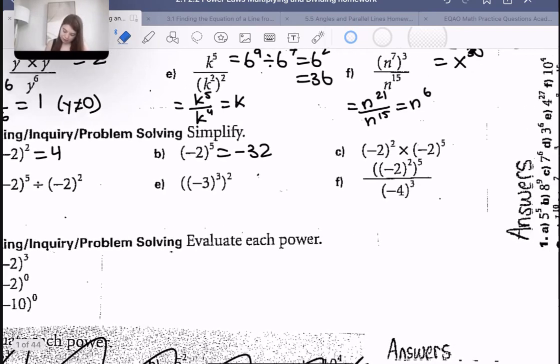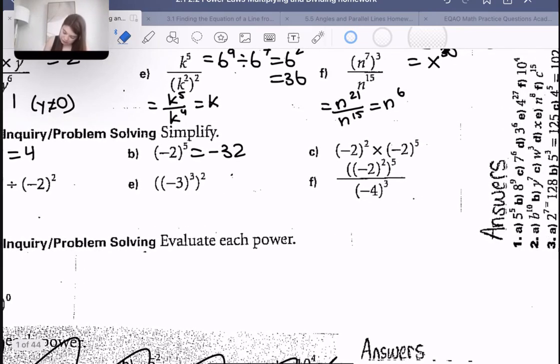All right, what about this one here? This would be the same as -2 to the power of 7, right? Which is an odd power as well. So that would be a negative answer, and that would be -128.